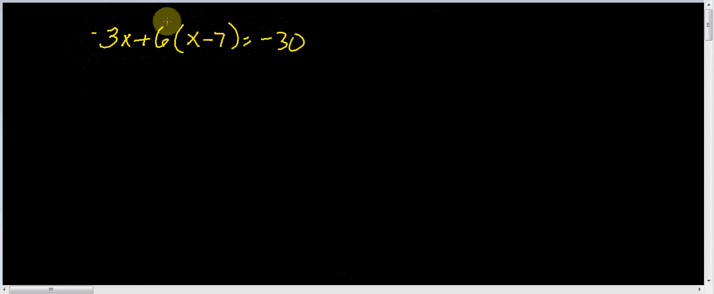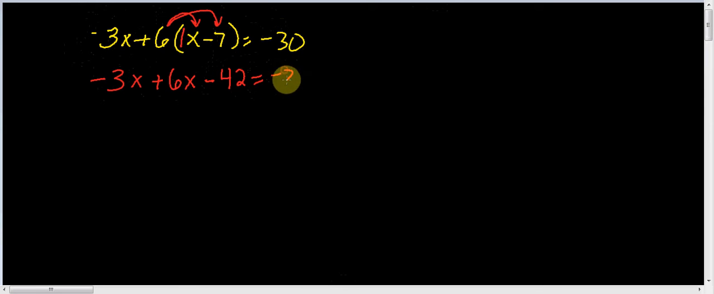And the first thing that I notice is that I have parentheses. So that tells me that I want to use my distributive property. So I'm going to draw my arrows to show that I'm using the distributive property. And I drop down my negative 3x. Then I distribute 6 times 1x. Remember, there's a 1 right there. So that gives me 6x. And I put plus because it's a positive amount that I get. And then I have 6 times negative 7, and since that's a negative 42, I put minus 42. And that's all equal to negative 30.